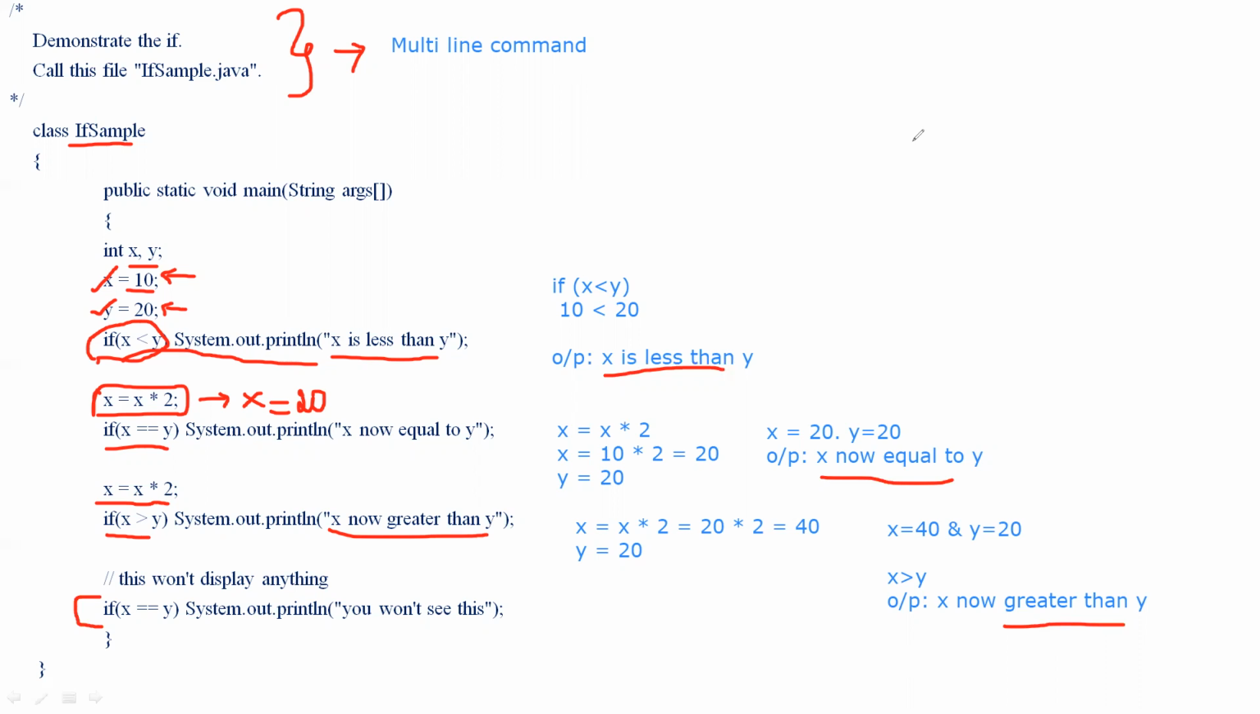So this is how the if statement, or if control statement, works in Java programming. This if statement works like the if statement in C, C++, and C sharp. It works similarly to the if statement in all programming languages.